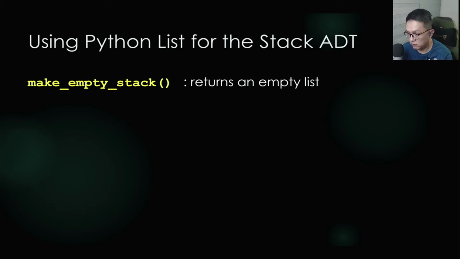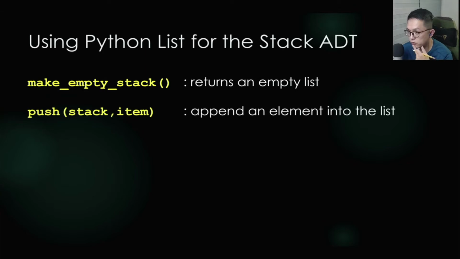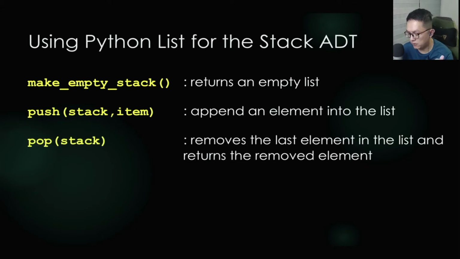Then you have two commands that are quite common, and in fact the most important for stack operations. One is push stack item, which appends an element into the list. When you push something in, that will be your latest entry. Then when you take out one item, you use a pop. You pop the stack, you remove the last element in the list and return the removed element. The keyword here is that you are returning it, not deleting it. You're just taking it out from the stack and then you want to use it.